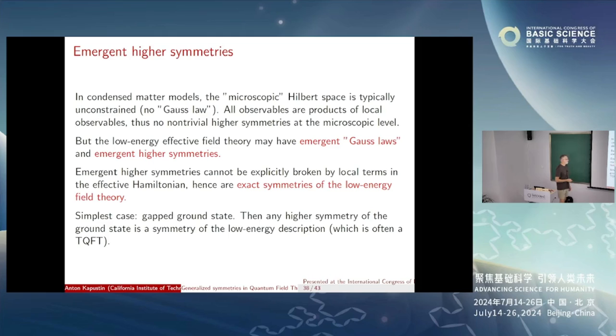So emergent symmetries cannot be explicitly broken by local terms in the effective Hamiltonians, but they actually become exact symmetries of the low energy field theory. This is important. For example, suppose you have a gapped ground state, an energy gap between the ground state and the excited states. Then you can say that a higher symmetry of the ground state is simply a symmetry of the low energy description. In this case, it's usually a topological quantum field theory. So any higher symmetry of the ground state is a symmetry of the low energy effective field theory.